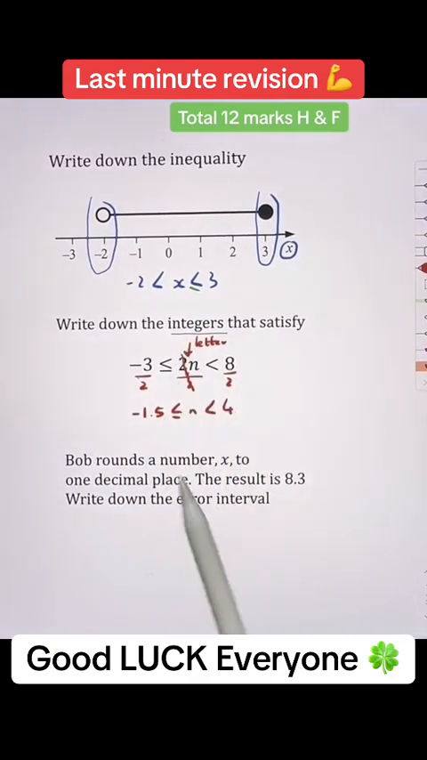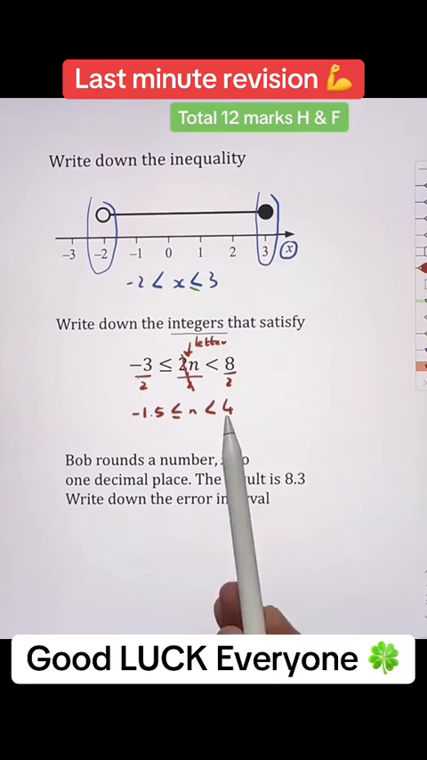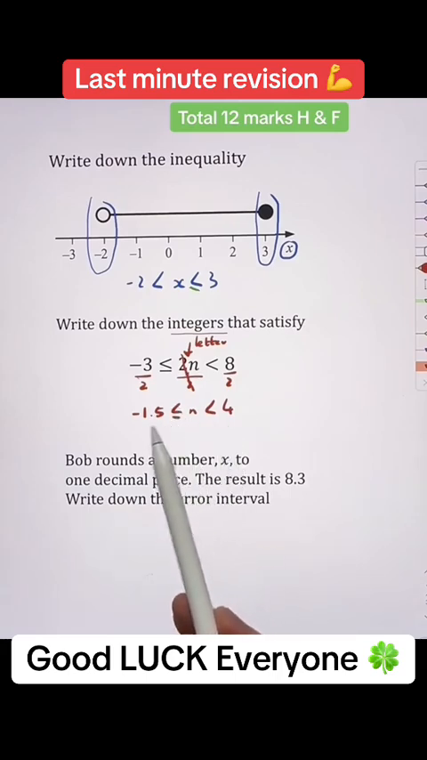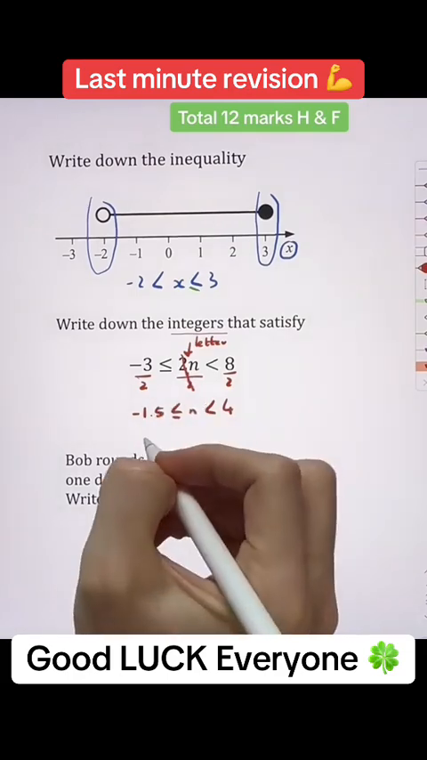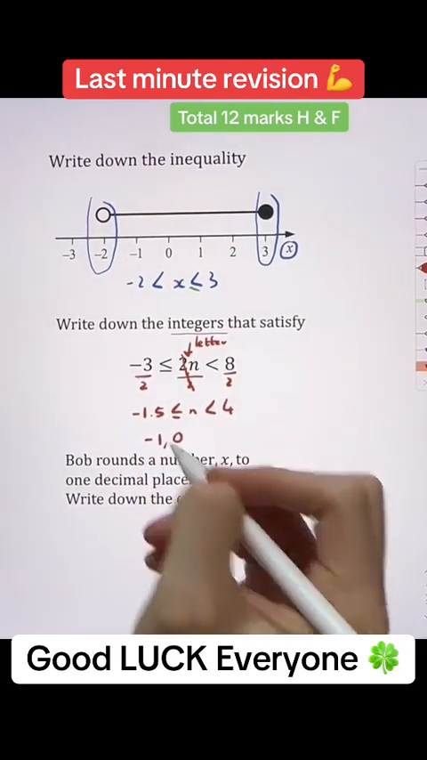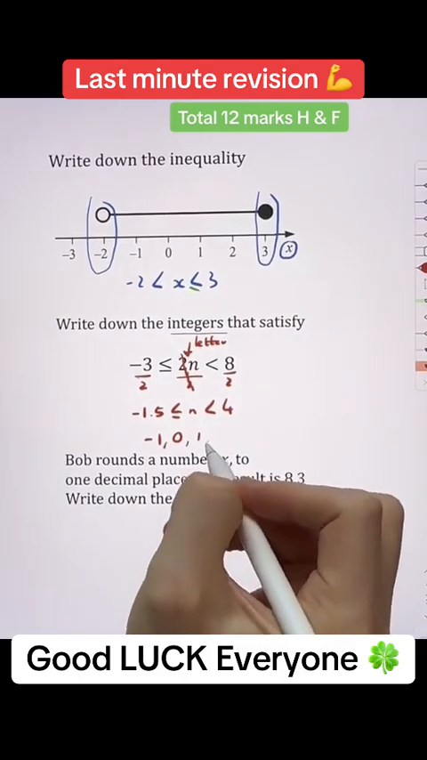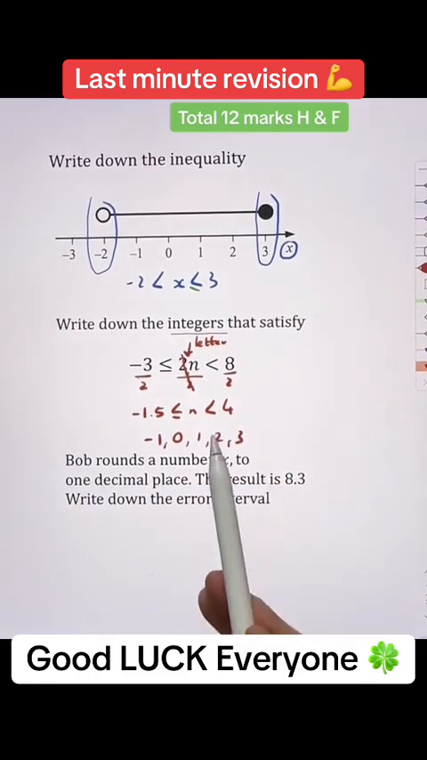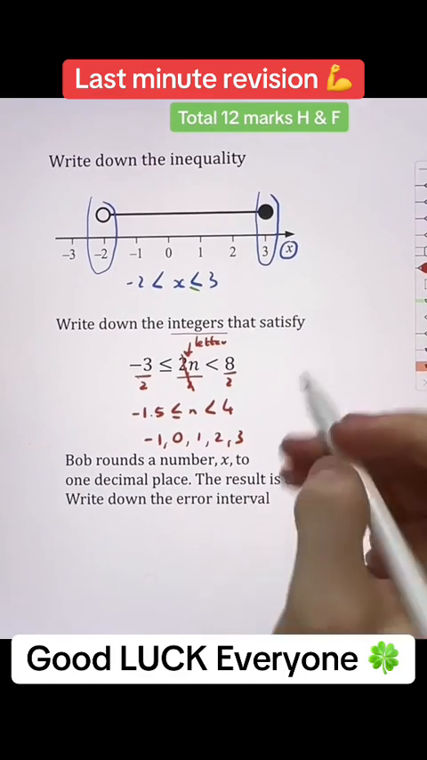As we were asked to write down the integers, an integer is a whole number. The first integer that's greater or equal to -1.5 is -1. Our next integer is 0. 0 is an integer. Next integer is 1, 2, 3. We can't have 4 because it hasn't got the extra line, and therefore I stop.